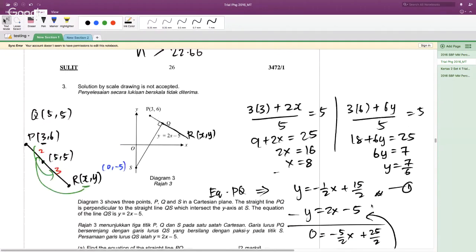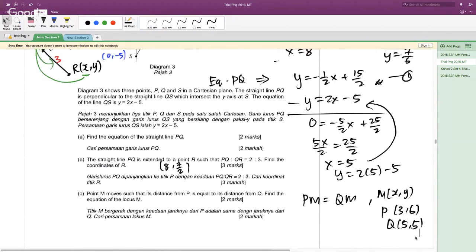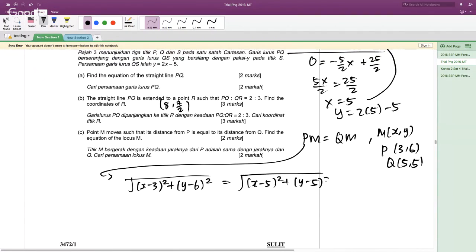P should be 3, 6 and Q should be 5, 5. So what I will do is use the distance formula to solve this kind of question. I say square root of PM, which is x minus 3 squared plus y minus 6 squared, equals the square root of QM, which is x minus 5 squared plus y minus 5 squared. Then I just solve this equation, and I can easily get the correct answer.